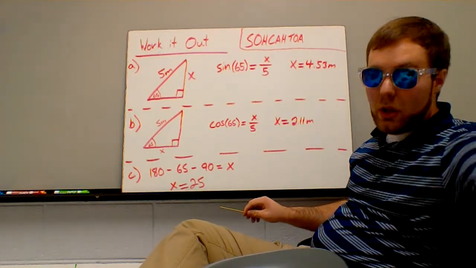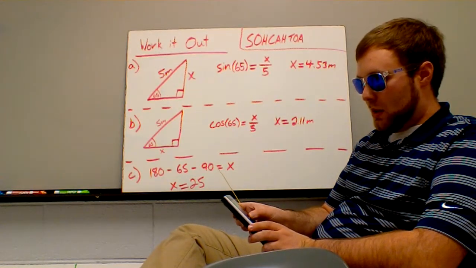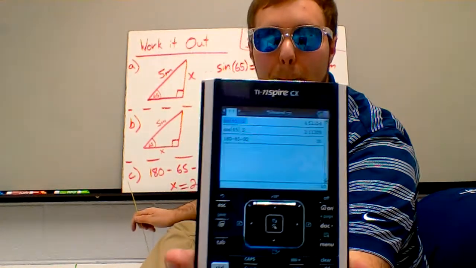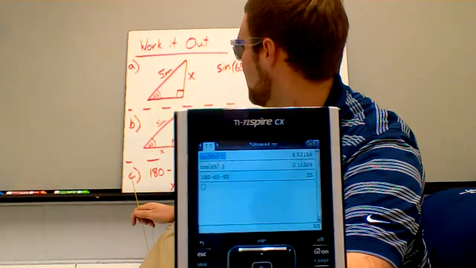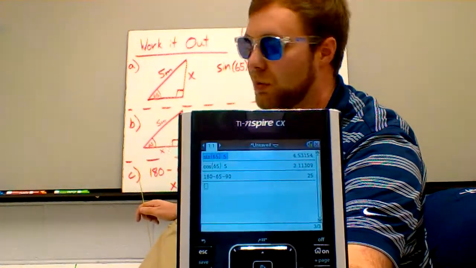So I get that, and then I get this magical answer by I don't know how. Well, now you're going to learn how. Learning how means I plug it into this handy-dandy calculator. And if you look at what I have highlighted, that should be the sine of 65 degrees is equal to x over 5.